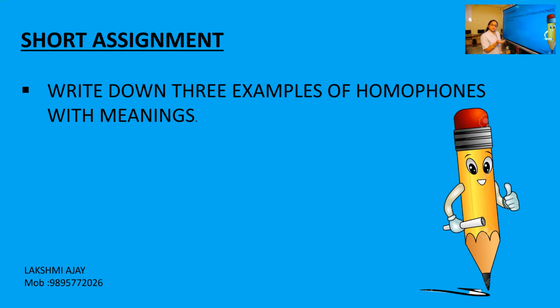Now, here's an assignment with what we have done just now regarding homophones. Write down 3 examples of homophones along with their meanings. I already gave you one example, eyes and I's, E-Y-E-S, I-Z-E. Just like that, you can give any number of examples. But here, the assignment has been restricted to 3 examples. Just note down 3 examples, and along with that, you have to write down their meanings also. Okay? I hope the concept is clear.